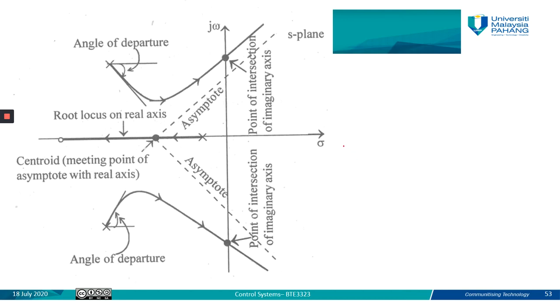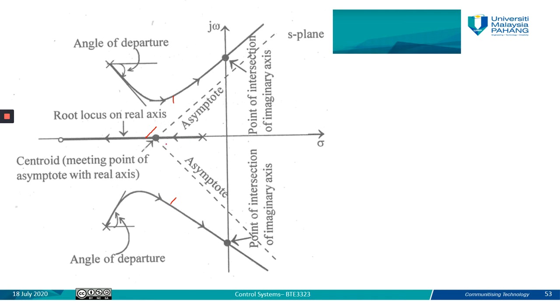According to the previous example, this is the final root locus sketch that we got. In this figure, we can see all the rules that we learned about sketching the root locus. For example, we see the number of branches, which is 3, depends on the number of poles. We can see where the root locus is on the real axis.